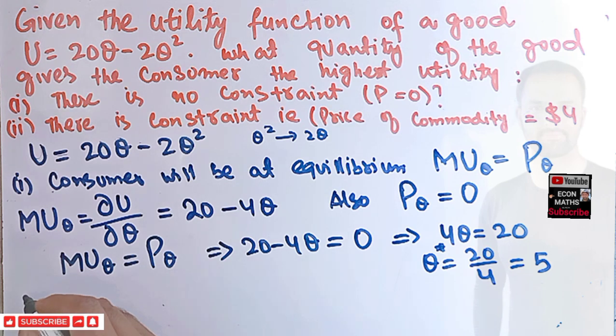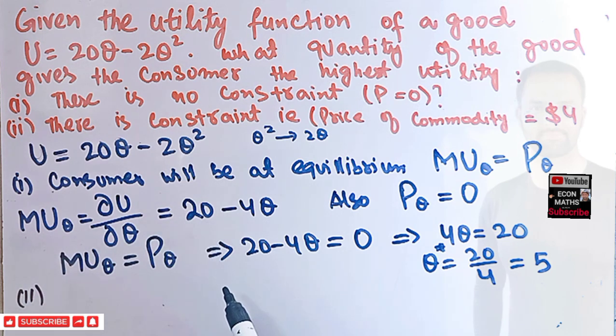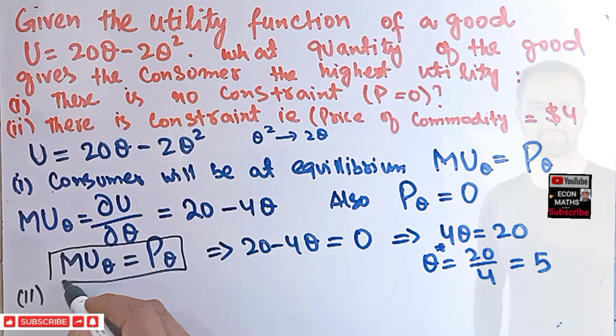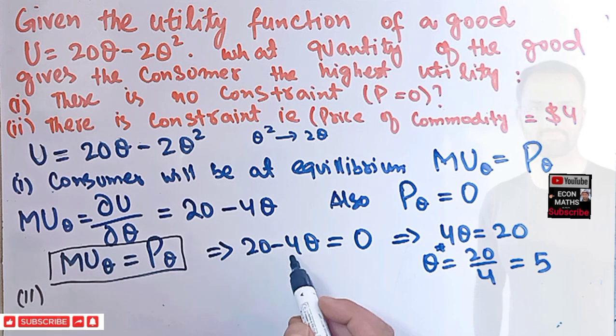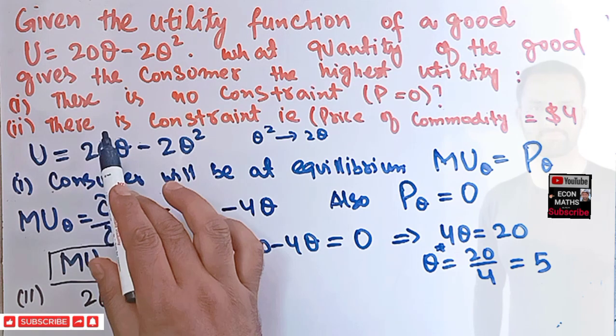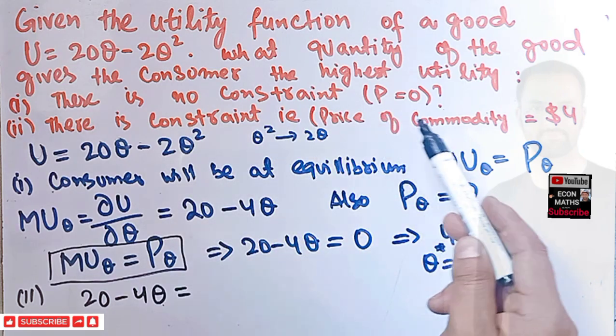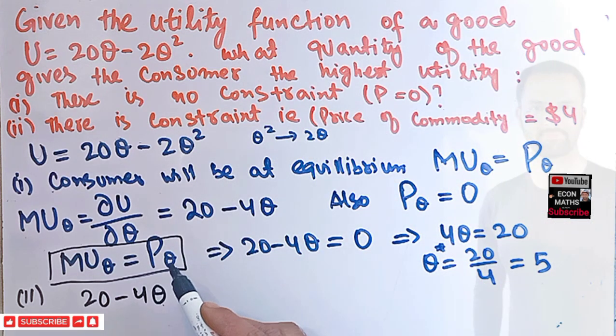Now for second part, using the same method, that is marginal utility, this very relationship, marginal utility of the commodity should be equal to price of that very commodity. Now marginal utility, as we have calculated, that is equal to 20 minus 4q should be equal to, the second part tells us that there is a constraint, that is the price of the commodity is $4. So P subscript q, price of commodity q, is equal to 4 this time.